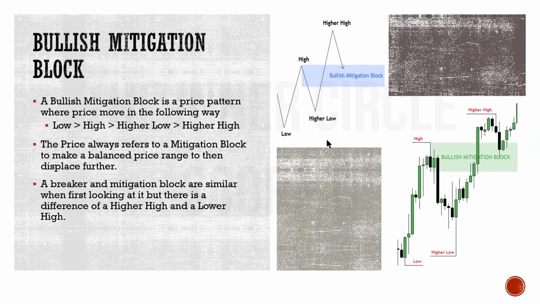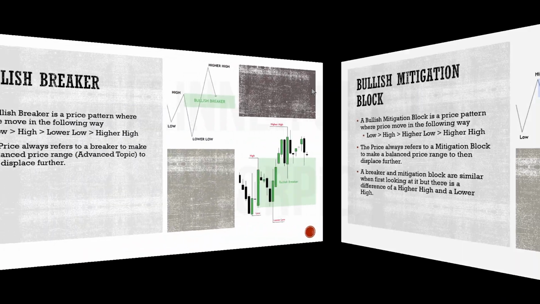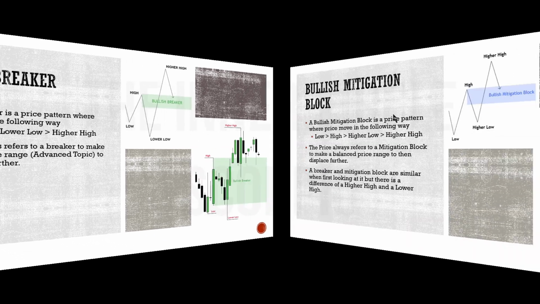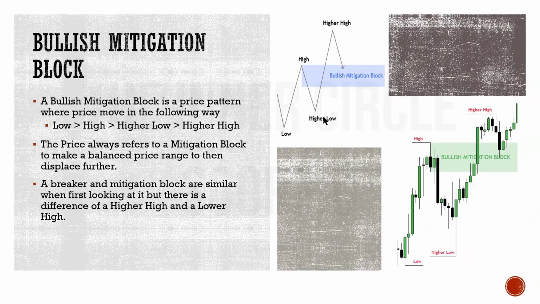Okay, so the bullish mitigation block is pretty similar to the bullish breaker block, but in this one we make a low, a high, a higher low, a higher high. In the breaker we made a low, a high, a lower low, and a higher high. The difference is the higher versus lower low. Price refers to it and then displaces further. They are pretty similar. The difference is the low.